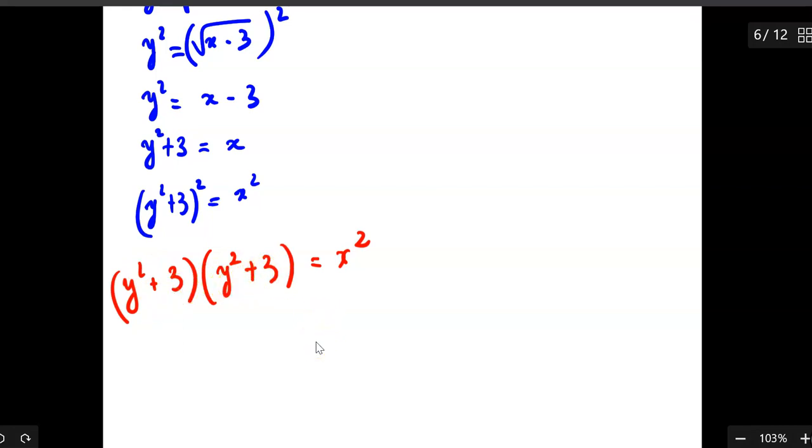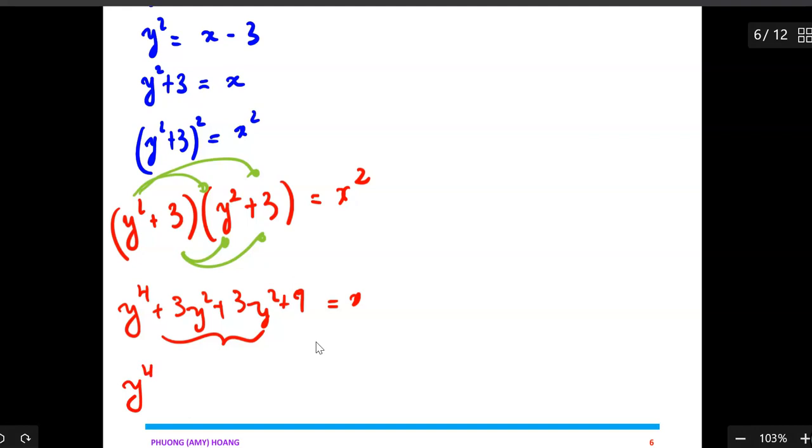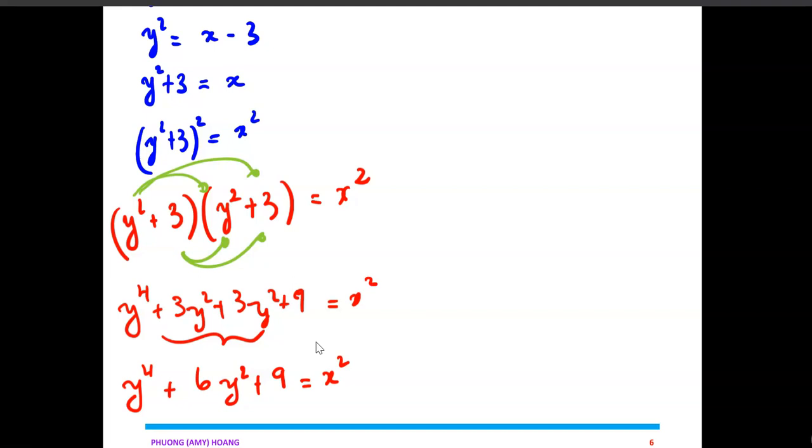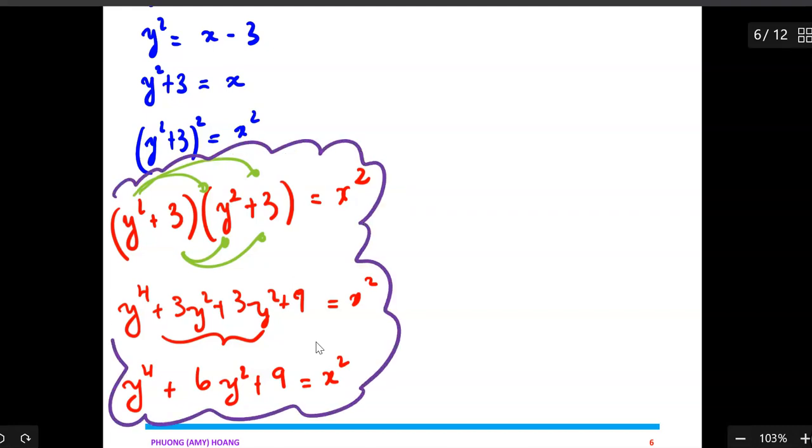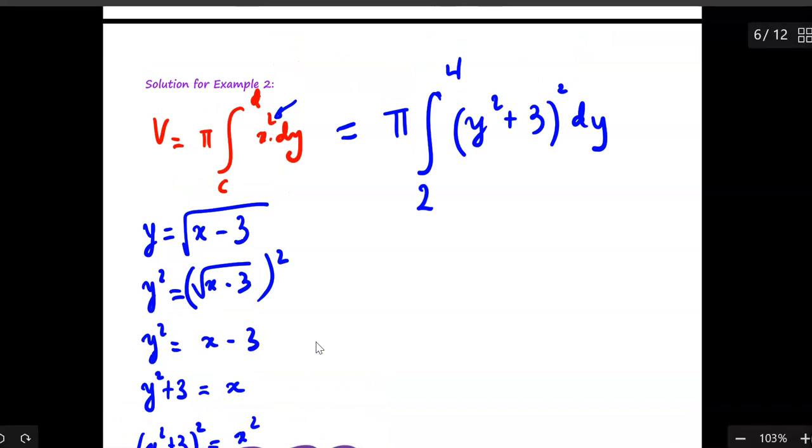So this one I'm going to expand. So I take this times that. Okay, so I will have y to the exponent 4 plus 3y squared plus 3y squared plus 9 equal to x squared. Okay, so combine these two terms, I should have y to the exponent 4 plus 6y squared plus 9 equal to x squared. Alright, okay, so this right here, I will ask everyone to review that. Okay, and I am going to write y to the 4 plus 6y squared plus 9 into my integrand over here.